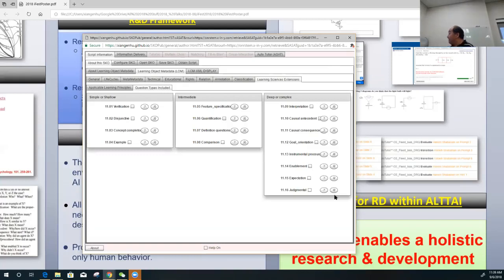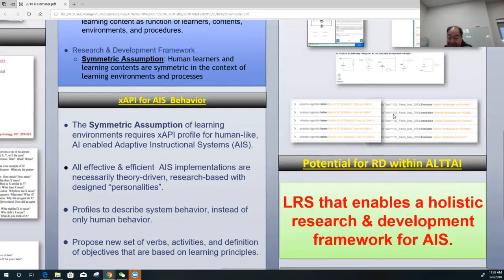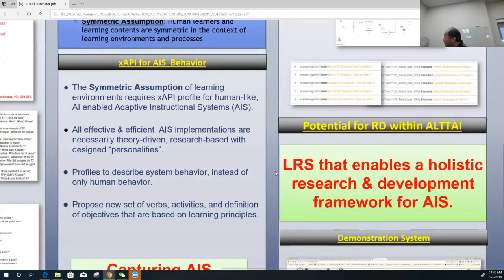And then in this learning record store, you actually use that to analyze, okay? With this information, which is rich information of the learning content, the AIS will enable a holistic research that not only considers how people learn, we also can examine how the system behaves.